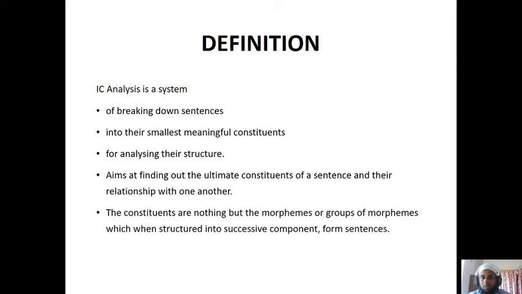The constituents, the parts, are nothing but the morphemes or groups of morphemes which, when structured into successive components, form sentences. Here successive component means you have some morphemes and then you combine some morphemes to produce a word, then words are combined to produce a phrase, and then clause, and finally you have the sentences.